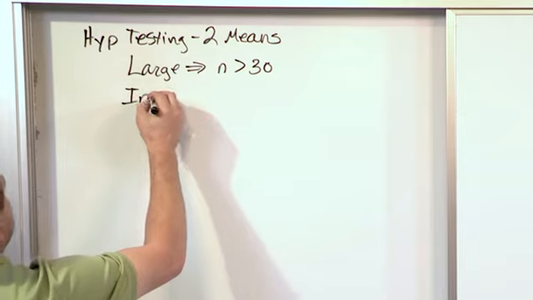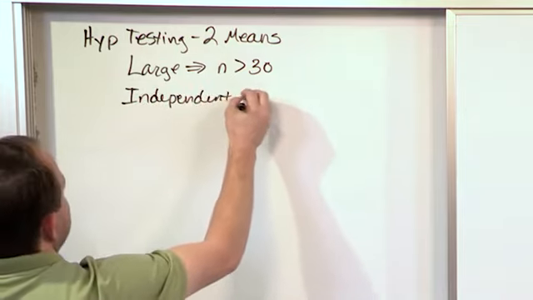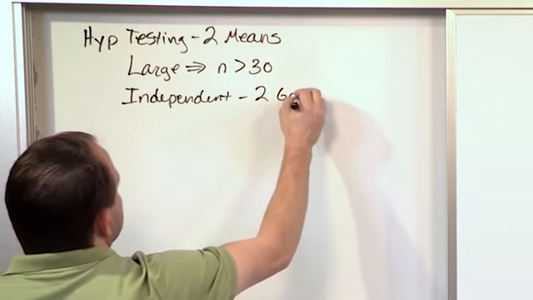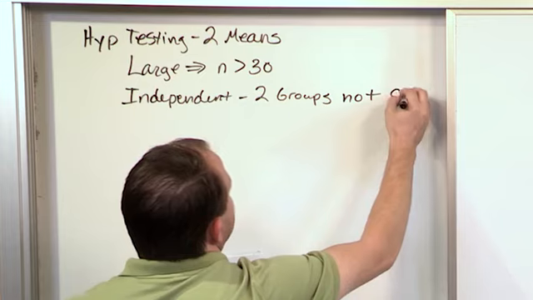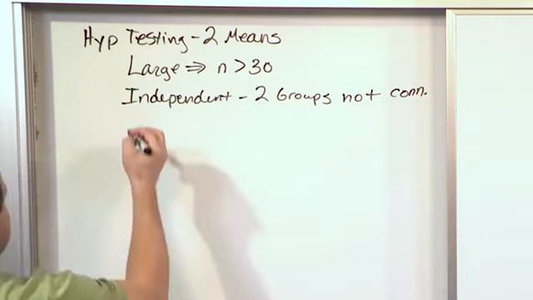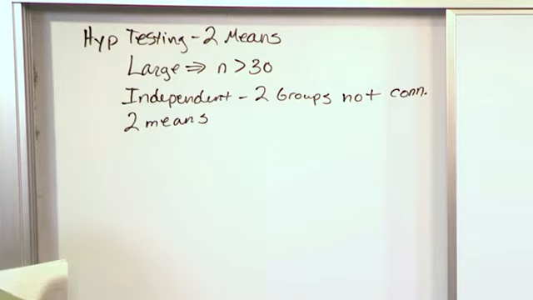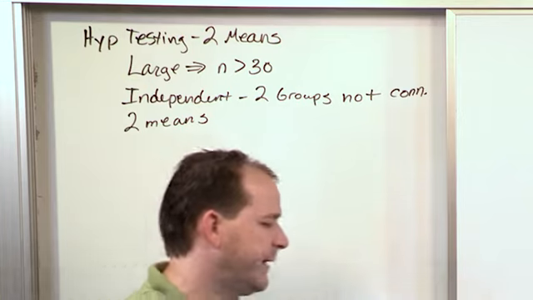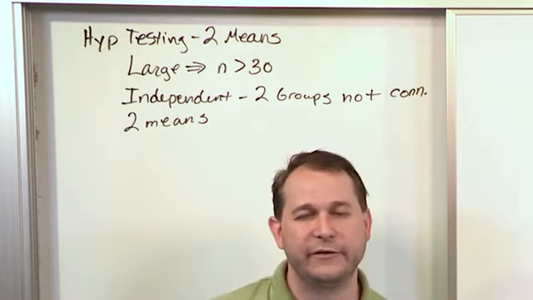These are going to be called independent. So two groups not connected. Two totally different groups of people. We're going to be doing independent sampling. And of course, we already said we're doing two means. Okay? So we're testing a hypothesis about how two population means are related to one another.